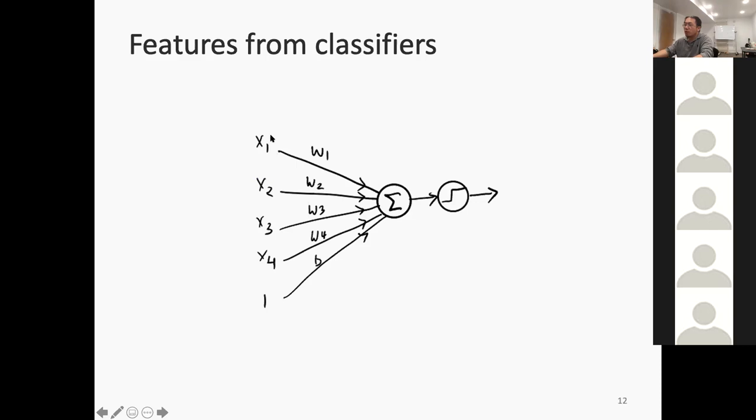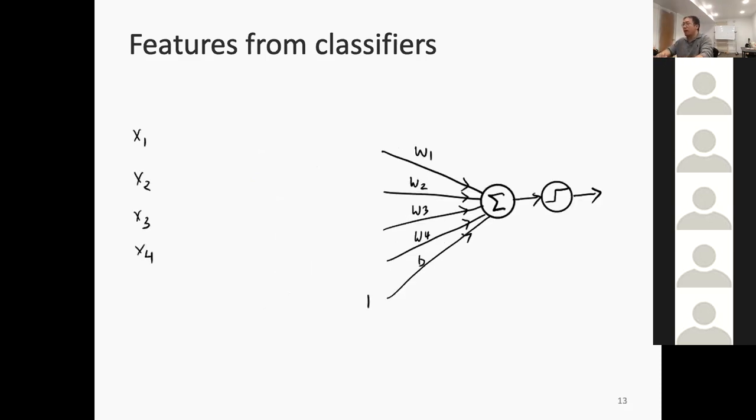In the original linear threshold unit, the inputs come directly from the data, like features 1, 2, 3, 4, and a constant feature 1. Now I want to increase the complexity of this neural network. Instead of using the original features as the input, we're going to construct another set of linear threshold units whose outputs will be sent to this linear threshold unit to construct the final prediction.